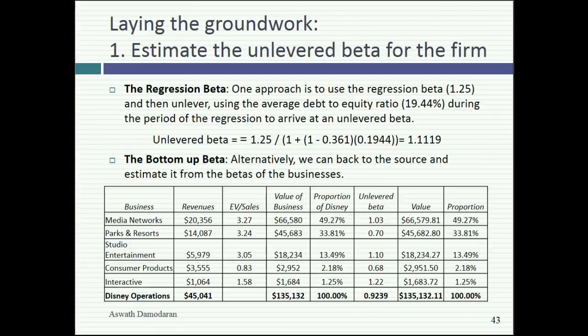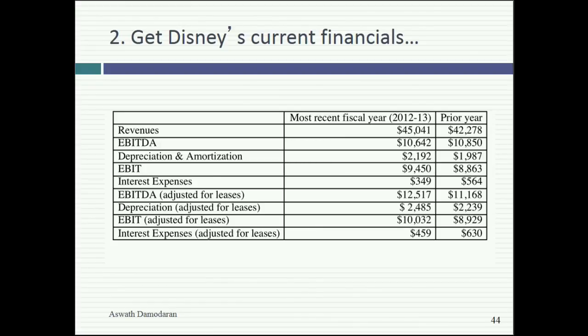The second is to get the interest coverage ratio. What's in the numerator? I need operating income. So I need to get a sense of how much operating income Disney has. So I checked that number out and I did all the cleaning up that I talked about earlier. I capitalized leases and treated them as debt. And my EBIT adjusted for leases for Disney in the most recent fiscal year was 10.03 billion, up from about 8.9 billion in the previous year. That 10.032 billion that you see in the second to last row is going to be the number on which I'm going to base my interest coverage ratio.